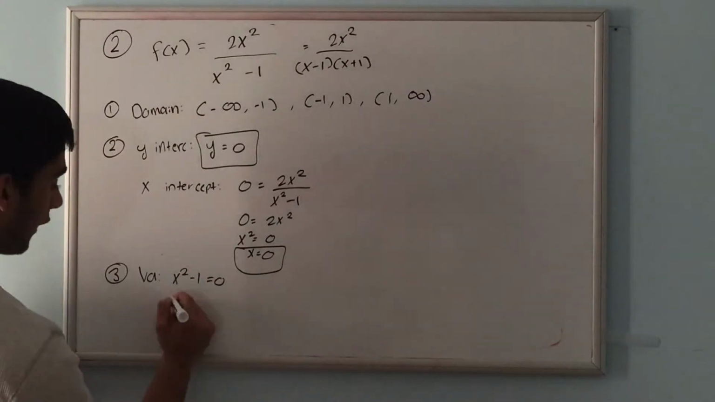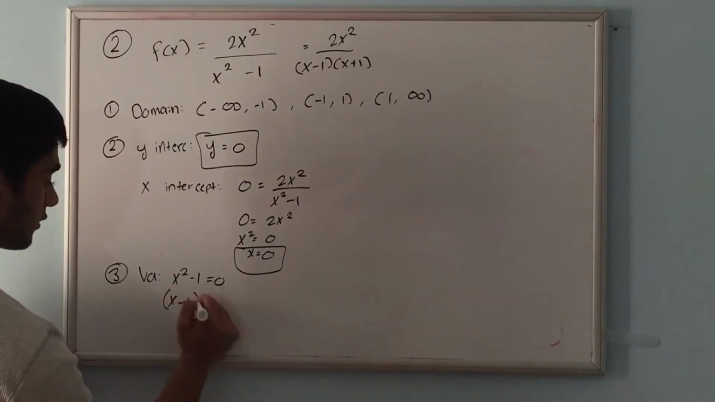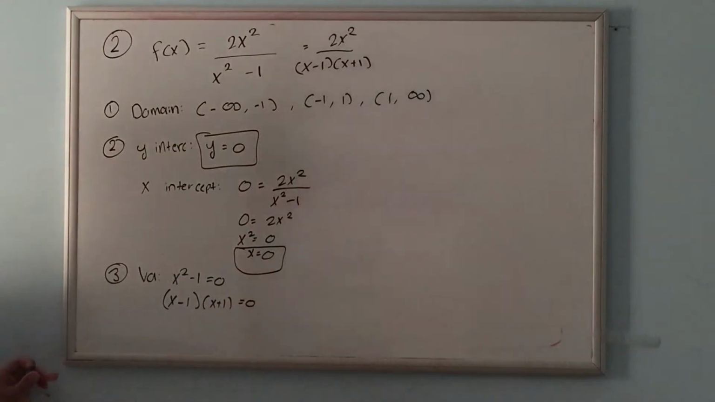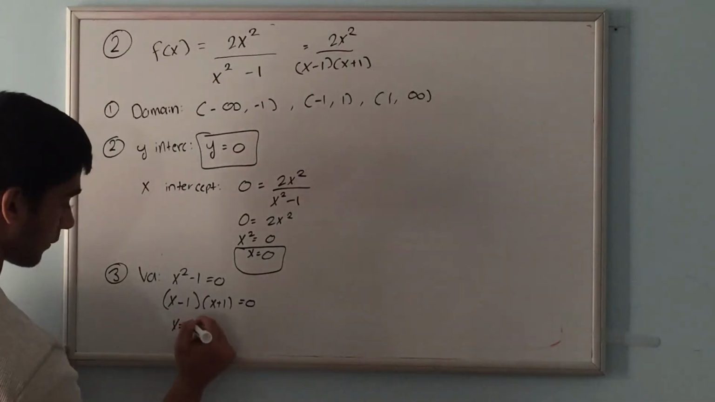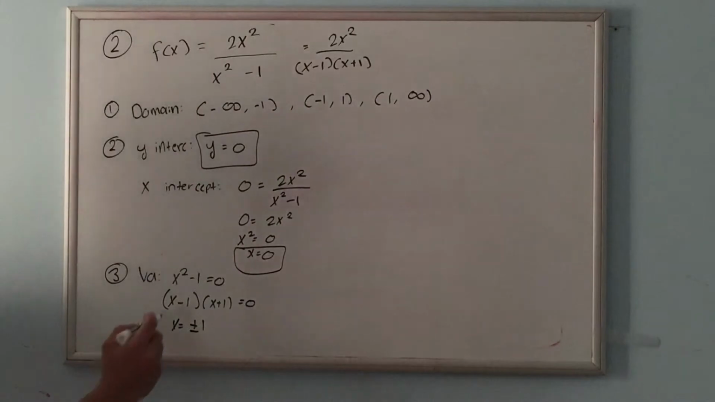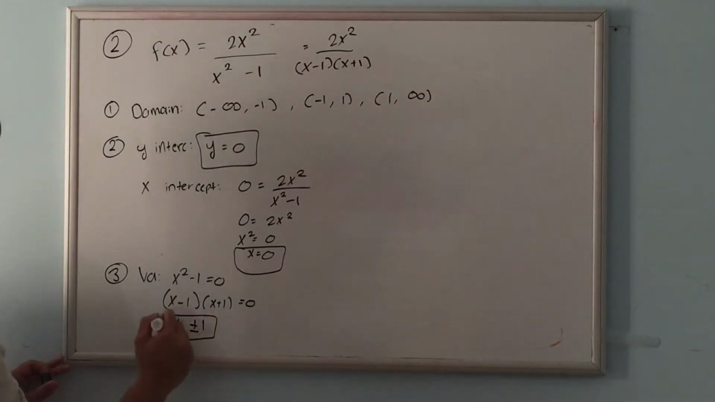If we factor, we get x minus 1 times x plus 1 equals 0. And we get two answers here. x can be either positive 1 or negative 1. So x equals plus or minus 1 are our vertical asymptotes.